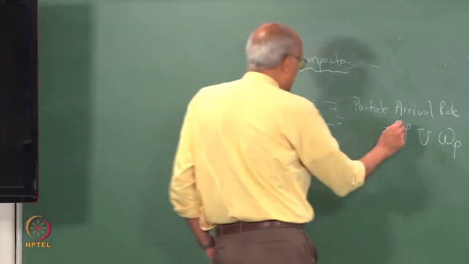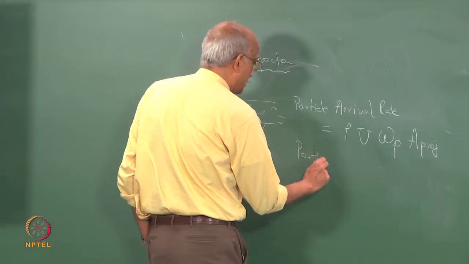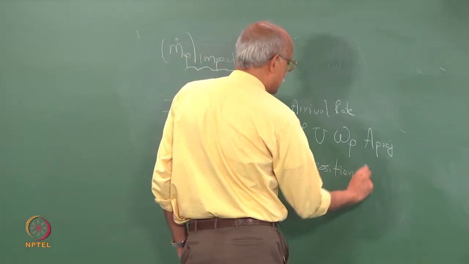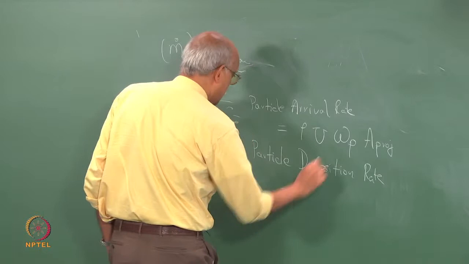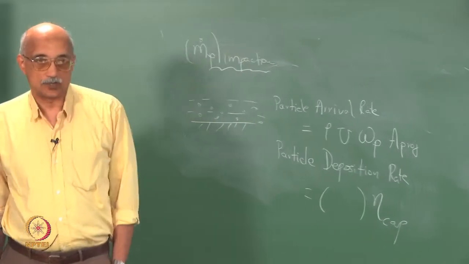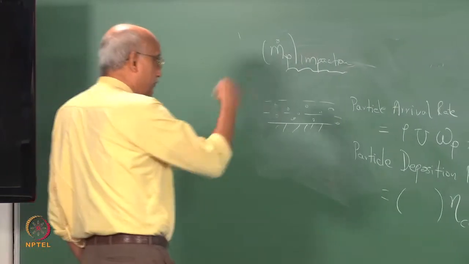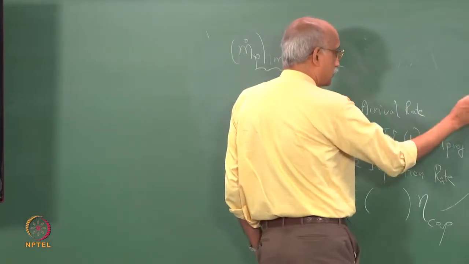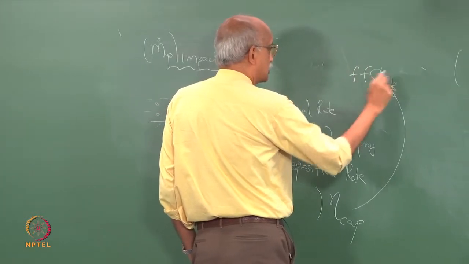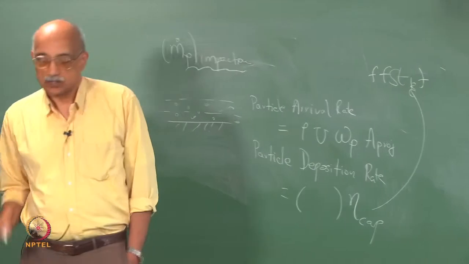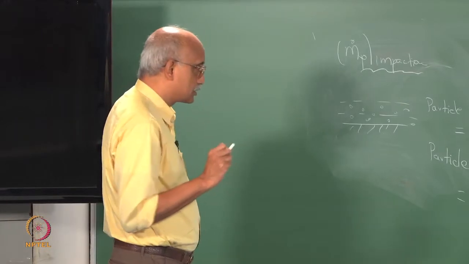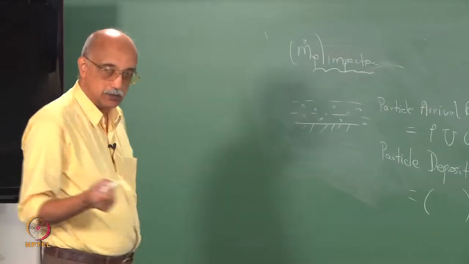If you want to look at particle deposition rate, which is the rate at which particles are actually accumulating on the surface, then you have to take this and multiply it by the capture efficiency parameter, and that is where the previous graph that we drew comes in. So this is a function essentially of Stokes number. That is why Stokes number is a very important parameter in determining the rate at which particles deposit inertially on a surface.